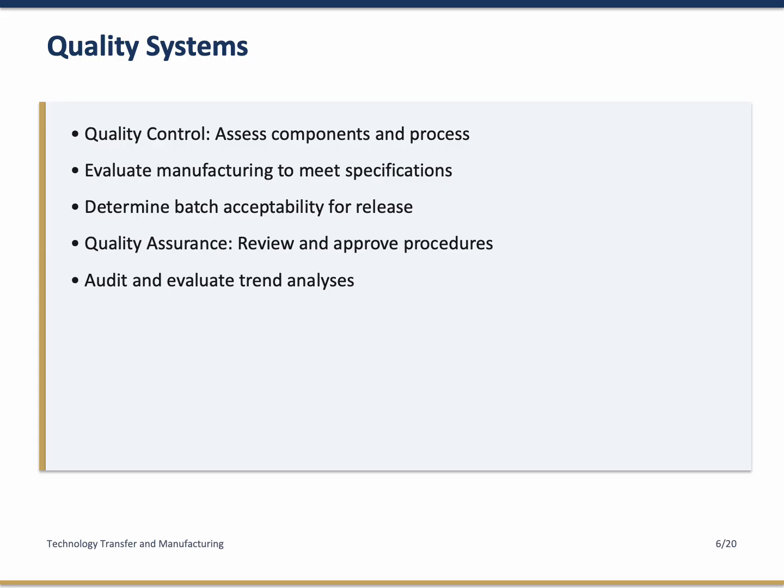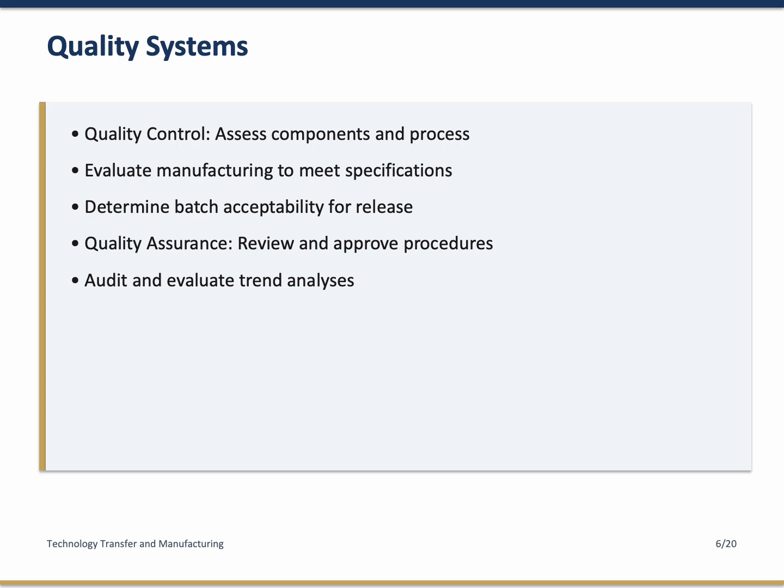Quality assurance responsibilities include review and approval of all procedures related to production and maintenance, review of associated records, and auditing and evaluating trend analyses. While QC focuses on testing and measurement, QA ensures the overall system is designed and operating to produce quality products consistently.